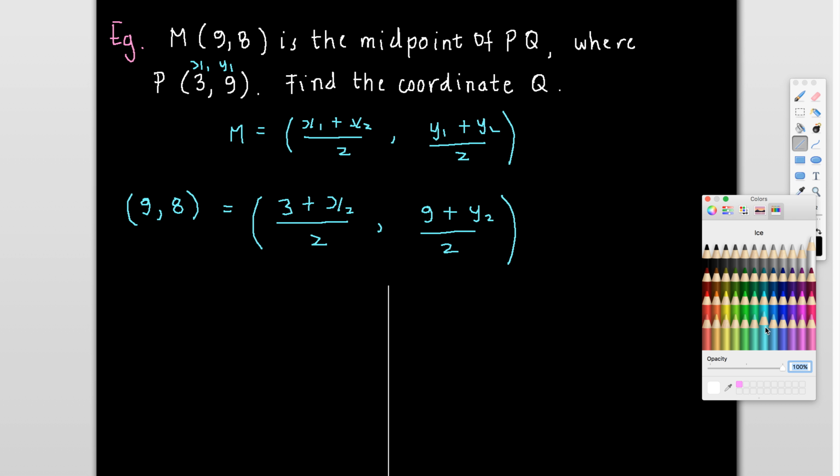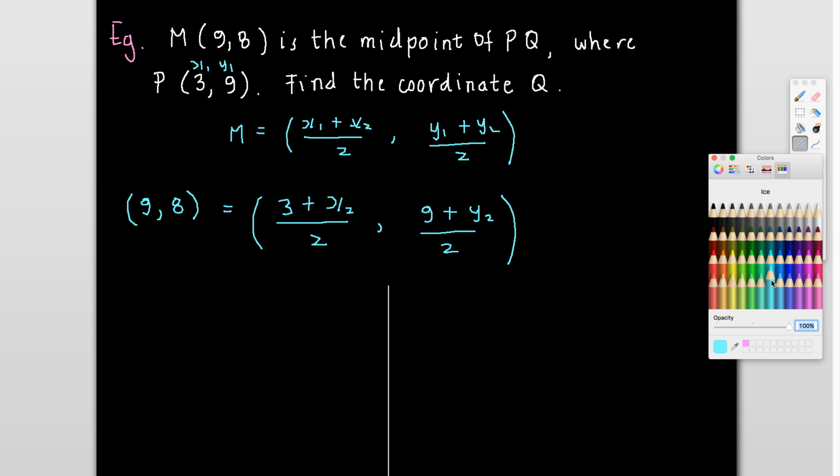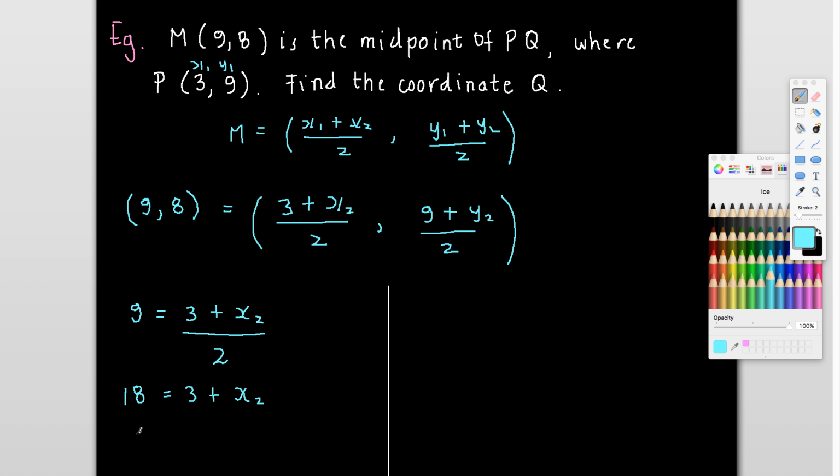But you'll see here that I know that the midpoint coordinate for the x's is equal to 9. So what I can do is say that 9 is equal to (3 plus x2) on 2, because I know what that x coordinate in the midpoint is equal to. So this would be 9 times 2 is 18. So x2 must be equal to 15.